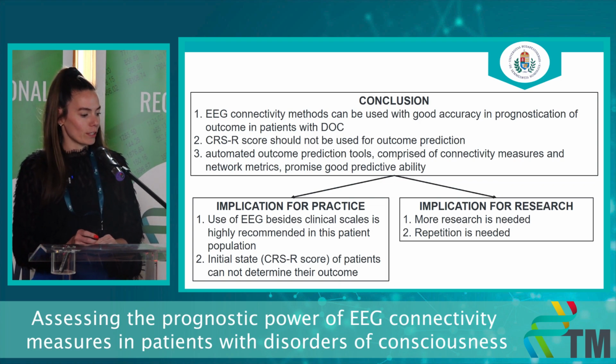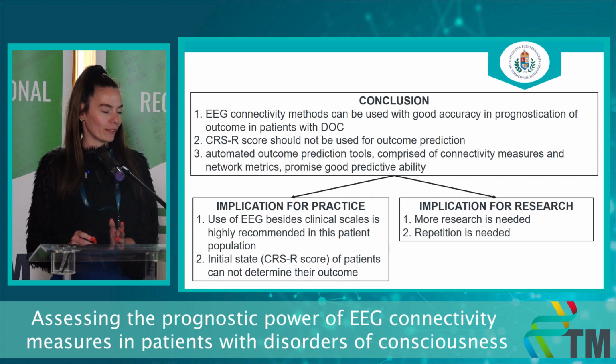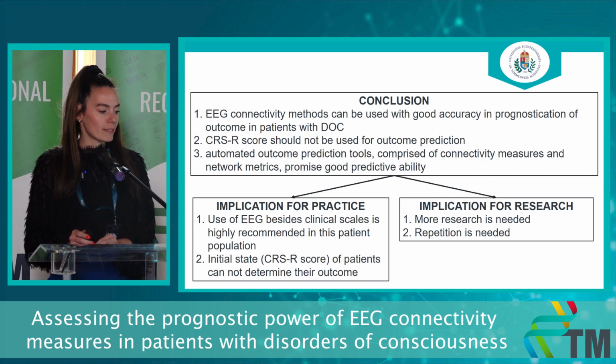But we could achieve some nice conclusions, such as that EEG connectivity methods can be used with pretty good accuracy in prognostication of outcome in patients with DOC. And the CRS-R score should not be used for outcome prediction. What we think can be a solution is automated outcome prediction tools. Machine learning algorithms promise a good predictive ability.